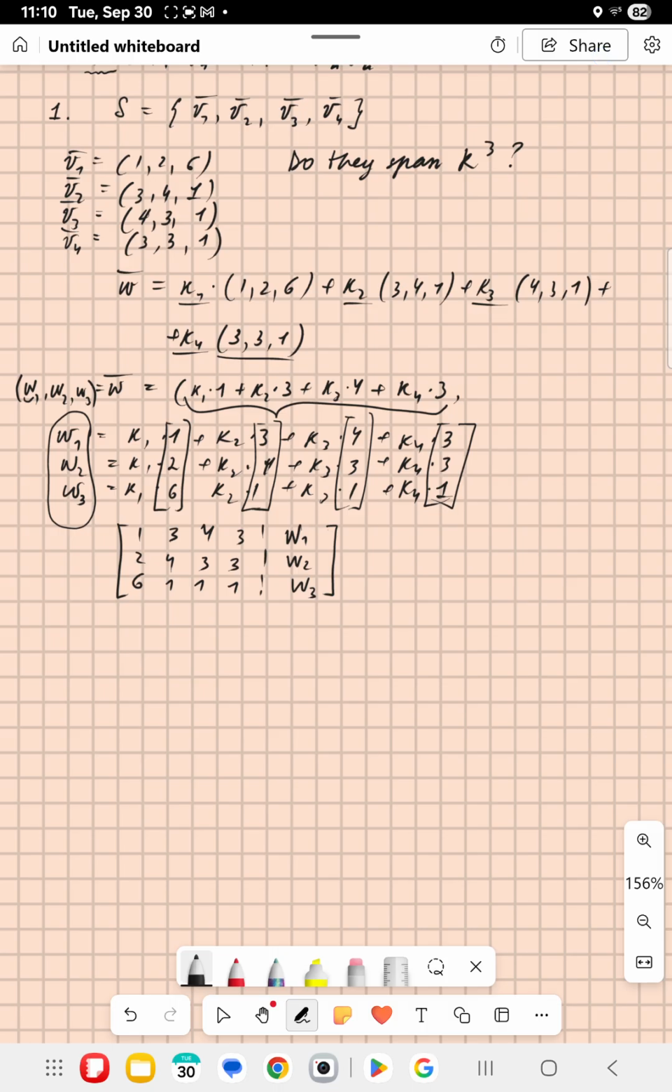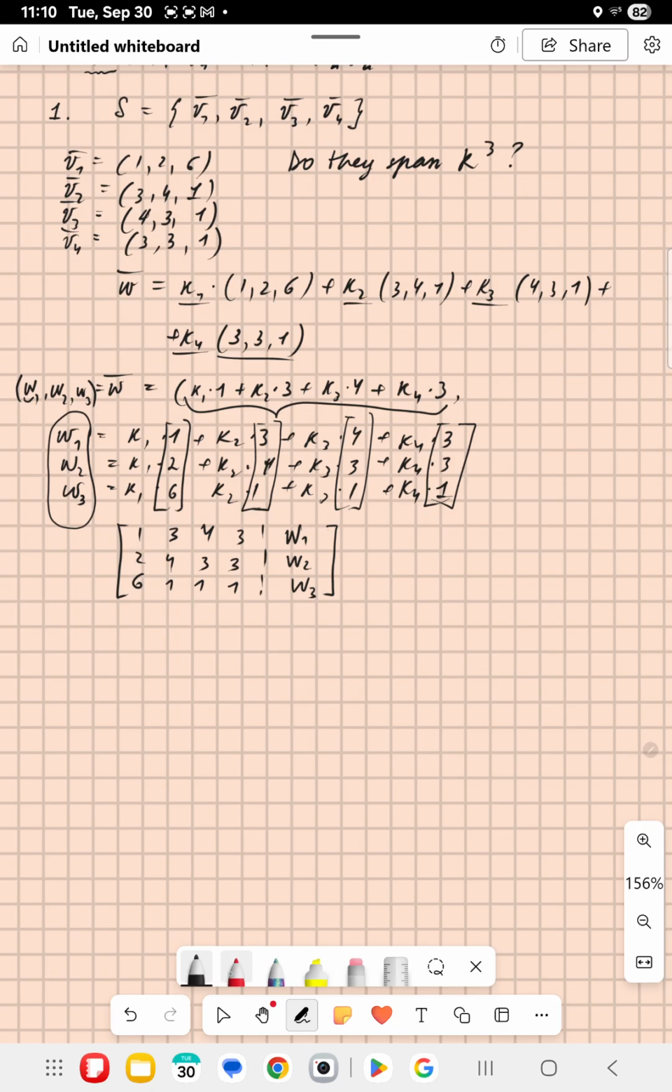Okay, guys, what we have is a system of equations, right? We just need to verify whether this system has a solution for any W1, W2, W3, or it doesn't have a solution for any. Maybe it has one for some specific ones. What I'm going to do is Gaussian elimination here.